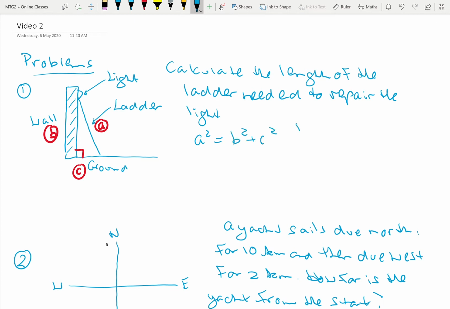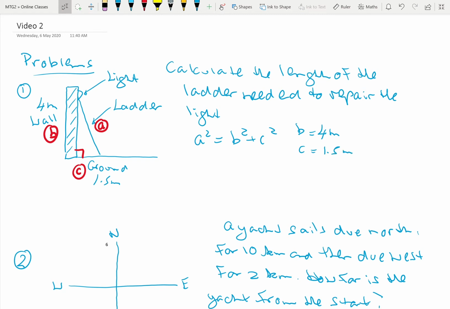where my B value is equal to the height of my wall. Now my wall is 4 meters high, so I've got 4 there, and the ground, the distance that I've got is 1.5 meters away from the wall. So my C is equal to 1.5 meters. So there's my two known values.